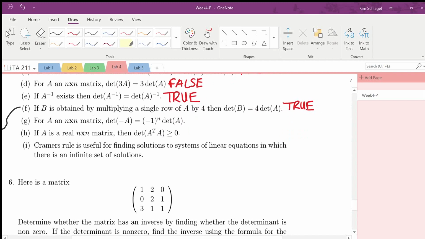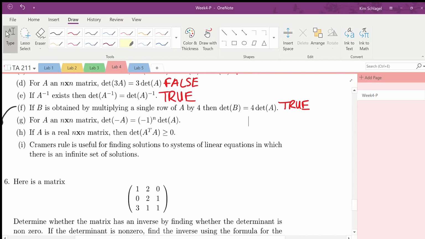Okay, for A, an n by n matrix, determinant of negative A equals negative 1 to the n determinant of A. So this one here is true. And the reason why is because we have our rule here. If you guys remember, it's determinant of kA equals k to the n times determinant of A.